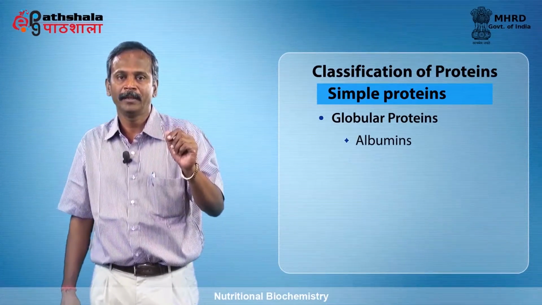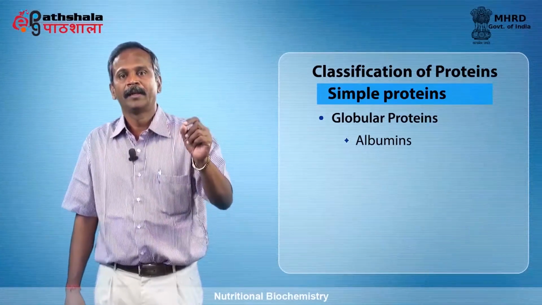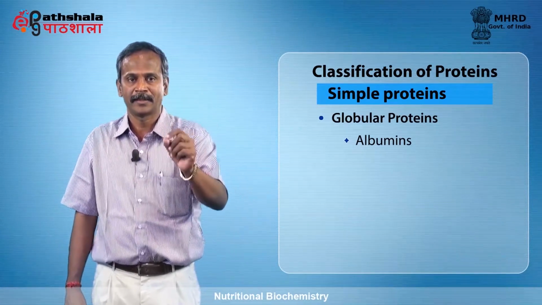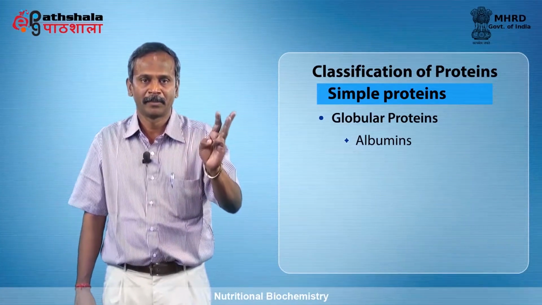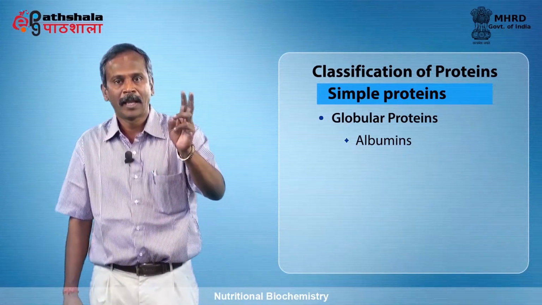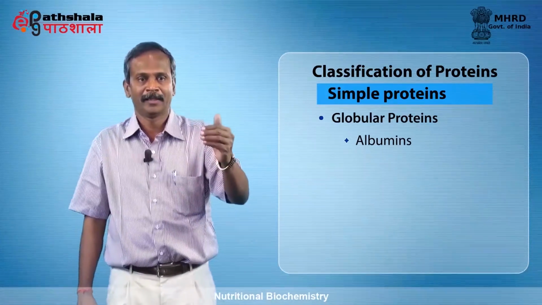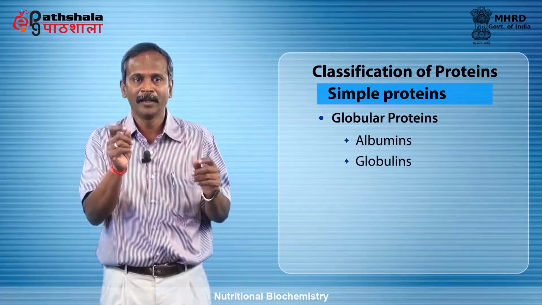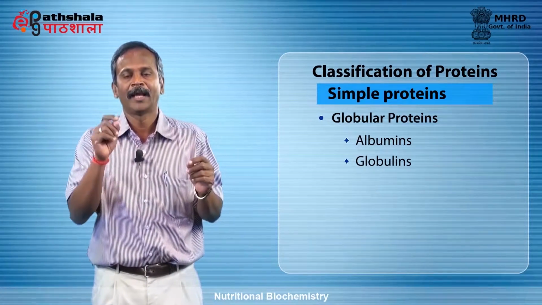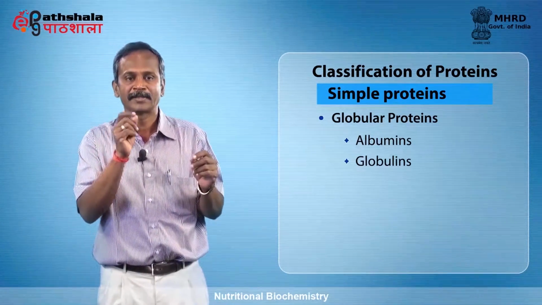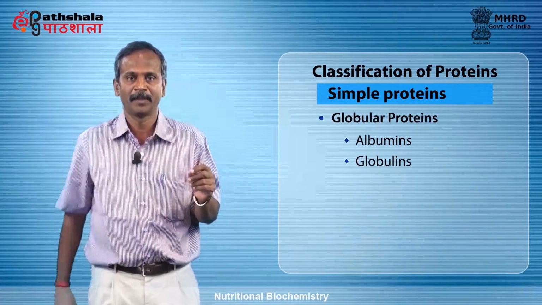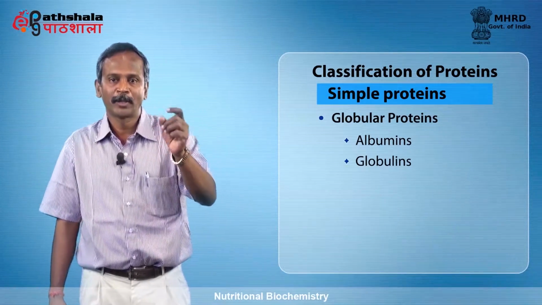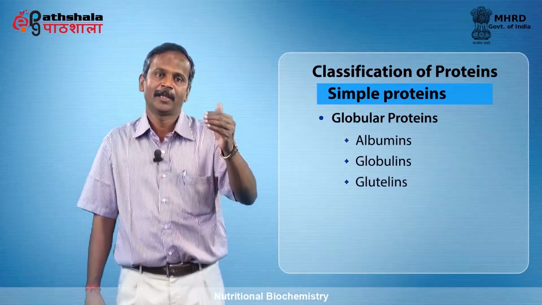First one, albumin. It is soluble in water. It is coagulated by heat and precipitated by high salt concentration. Example, serum albumin, lactalbumin and leucosin. And another one, globulins. It is insoluble in water, soluble in dilute salt solution and precipitated by half saturated salt solution. Example, serum globulin, vitellin, tuberin, myosinogen. Next one, glutelin.